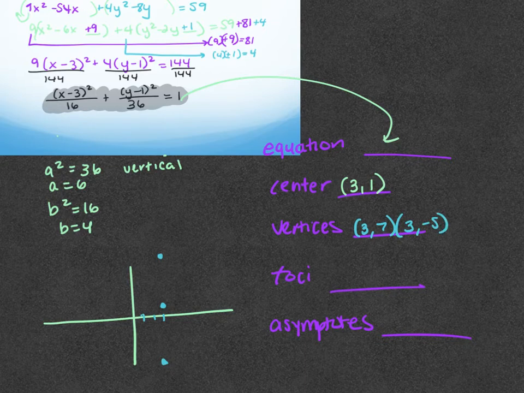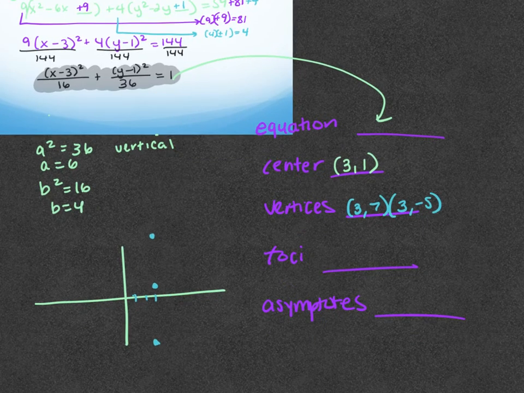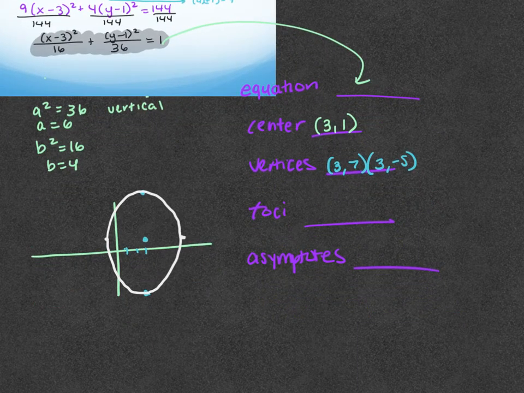Then I go right and left b, which is 4. So left 4, right 4. So now that's the co-vertices. And there's actually no line for the co-vertices, you just need it to graph it. So my graph is going to look something like this. And then the last thing I have to find is the c.